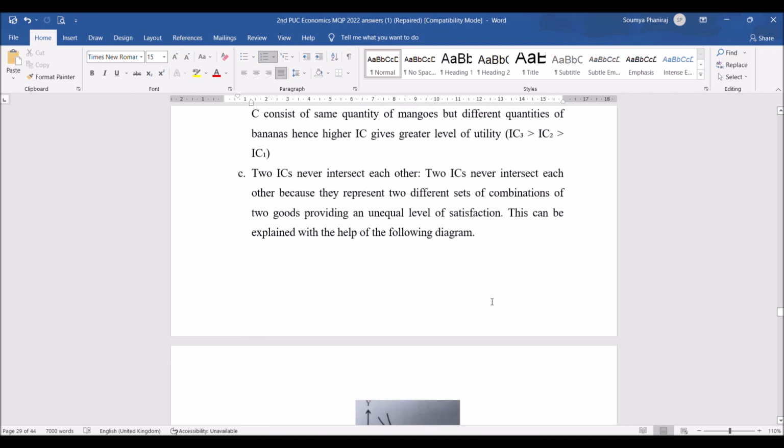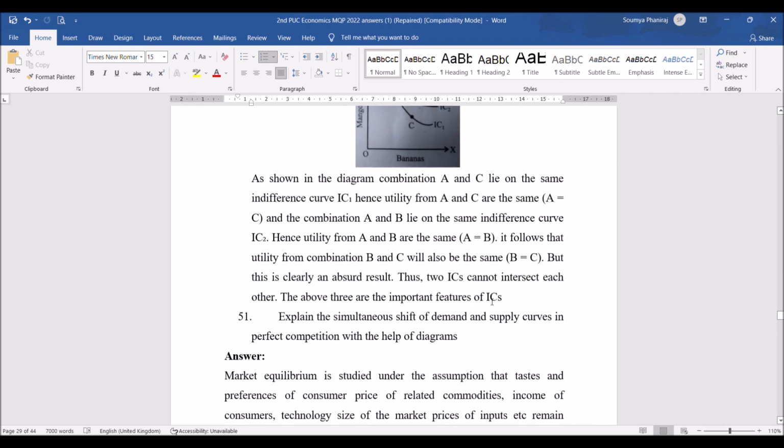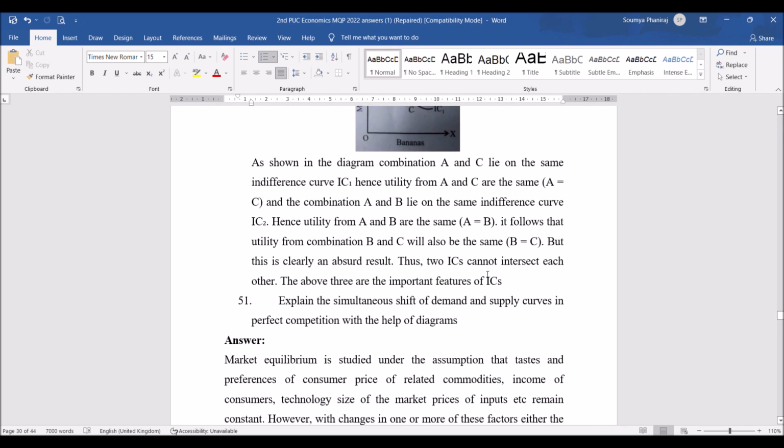Again, the concluding paragraph, what it means. So thus two ICs cannot intersect each other. The above three are the important features of ICs.